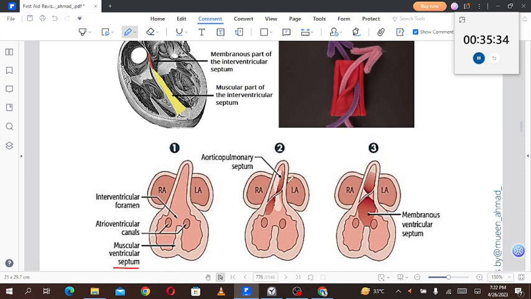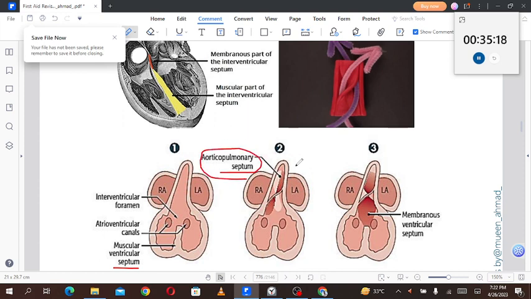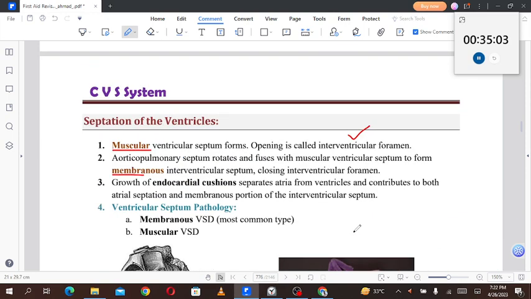The truncus arteriosus has a septum that rotates inside it to cause the splitting of the truncus arteriosus into the pulmonary artery that is connected to the right heart and the aorta that is connected to the left heart. Now, this splitting, by the aorticopulmonary septum rotating inside the truncus arteriosus, will give the membranous segment of the interventricular septum. So this membranous ventricular septum is now connected to the muscular septum, and the interventricular foramen is closed. Okay.